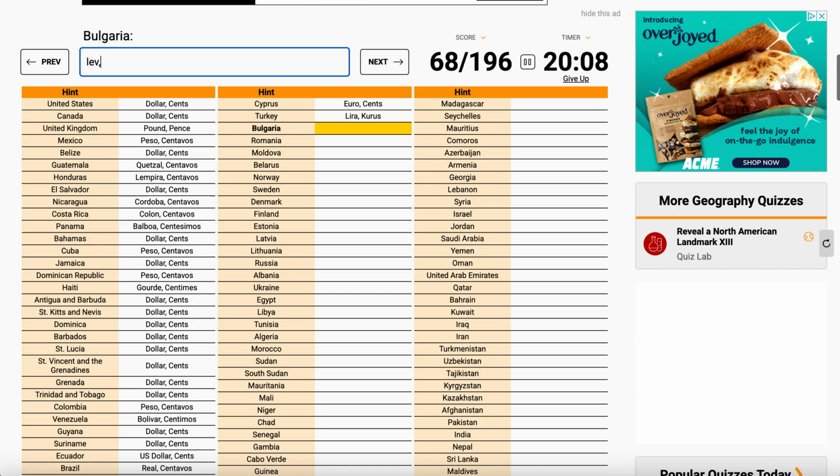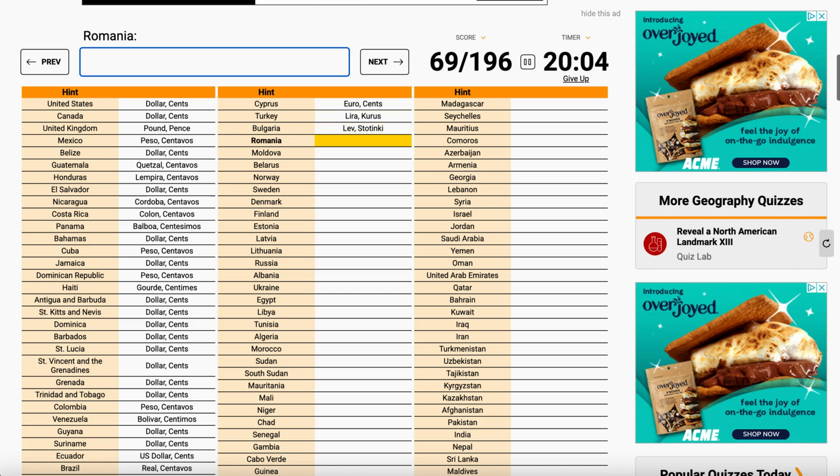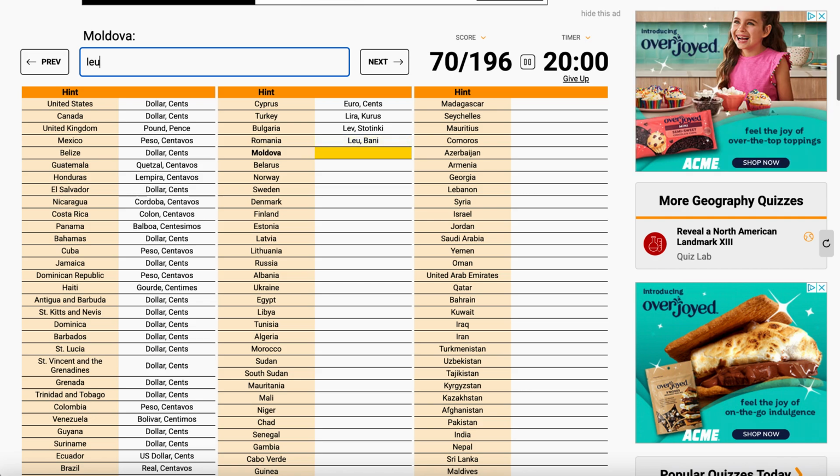Bulgaria uses the lev and it's divided into stotinki. Romania uses the leu and it's divided into bani. Moldova is the same, leu bani. Belarus is the same as Russia. It uses the ruble and is divided into kopecks. Norway is the krone divided into ore. Sweden, krona divided into ore. Denmark, krone divided into ore.